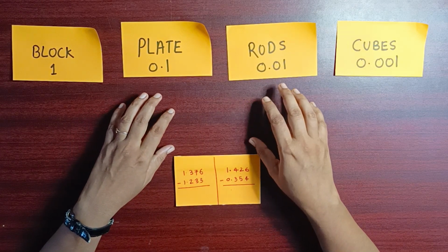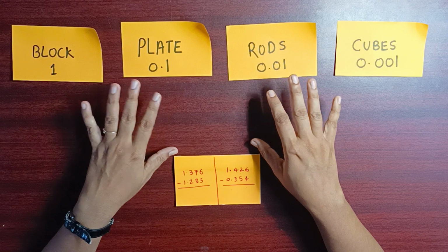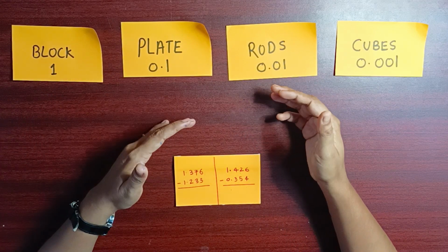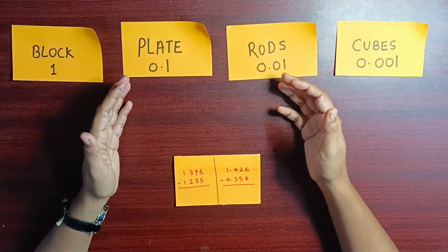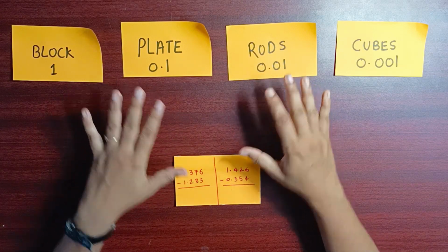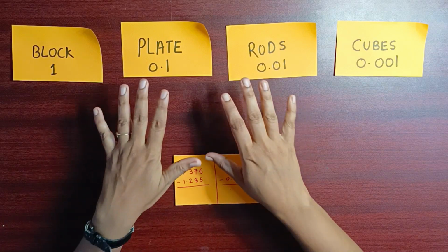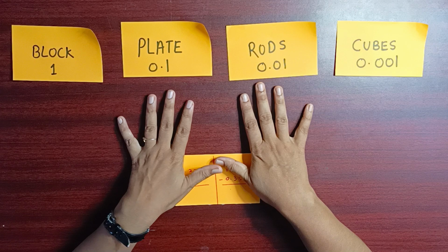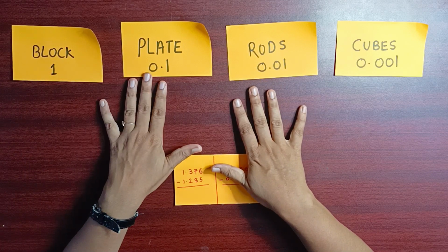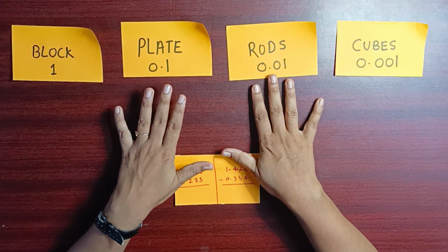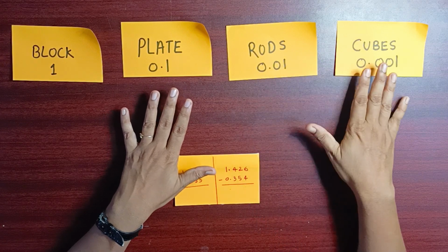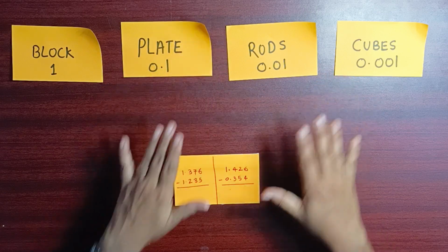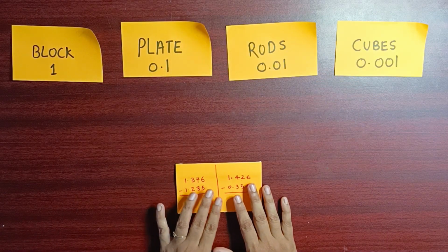But just before we start, we are assuming that you know how to subtract two numbers together, and you also know how borrow works. And you also know what the values are that we are using for block, plate, rods and cubes. If you do not know, we have written it for a reference. One block is 1 unit, one plate is 0.1, the value of one rod is 0.01 and the value of one cube is 0.001.